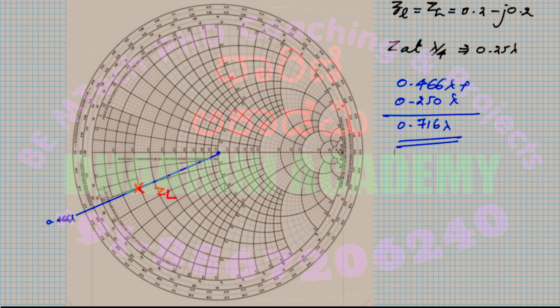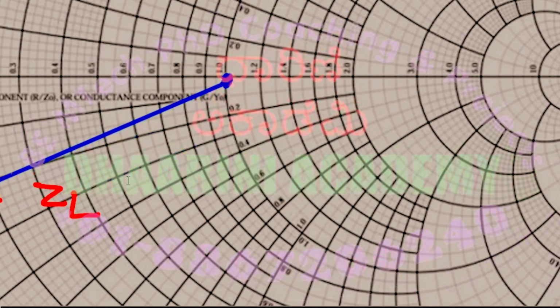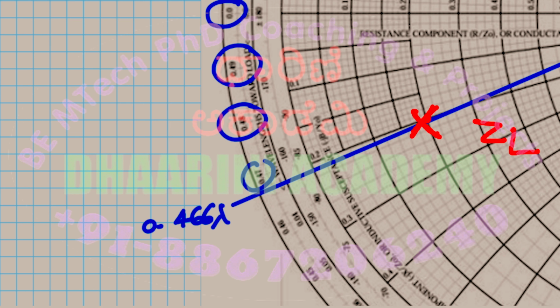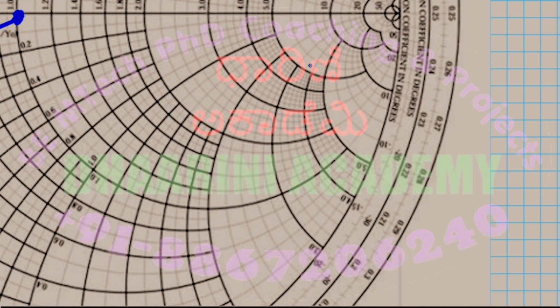Now I need to observe something that is related to the graph. The graph has a feature: if I start moving from 0.466 towards the generator, I have 0.47, 0.48, 0.49. There is no 0.5. It becomes 0, right? After 0.5, I don't have 0.5 or 0.6; once again, it resets to 0. Okay, doesn't matter. I need to keep counting in the same fashion.